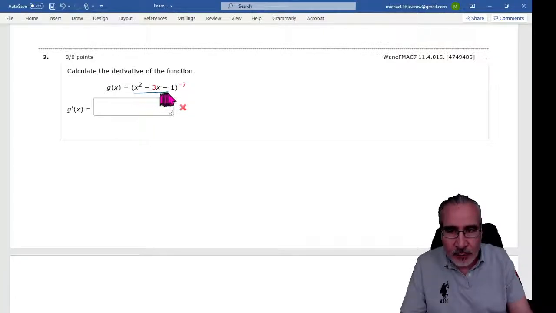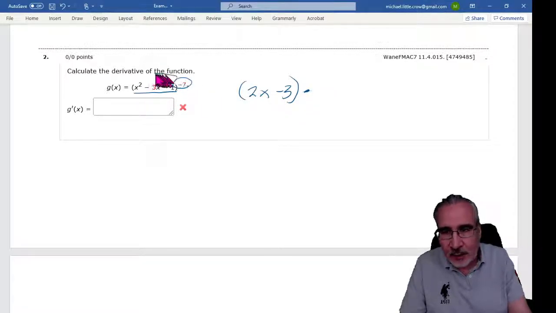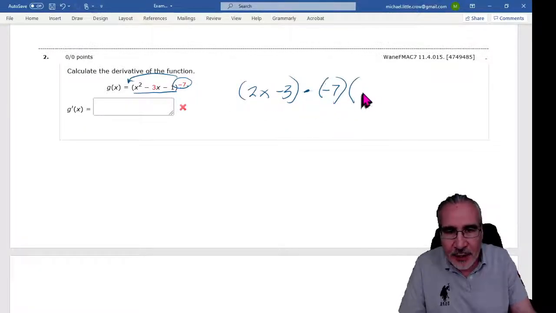Okay, again, chain rule. We take the derivative of the inside function. So x squared, the derivative is 2x. Minus 3x, the derivative is going to be just minus 3. And the derivative of 1 is 0. So that's the derivative of the inside. Now we multiply times the derivative of the outside. I take this exponent and bring it down in front. So I get a minus 7 out here times all the inside stuff with nothing happening to it, x squared minus 3x minus 1. And I subtract 1 from the exponent. Now negative 7 minus 1, that's going to give us a negative 8.